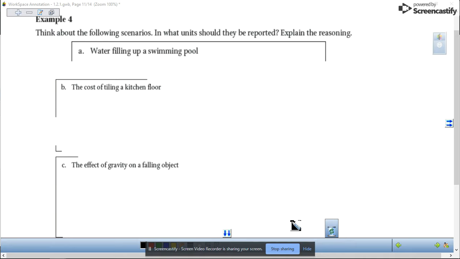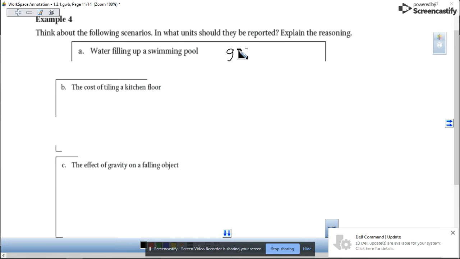Water filling up a swimming pool. Well, first off, how are you going to measure water? Ounces? Yeah, that might work if you're trying to fill up a cup. But if you're trying to fill up a whole swimming pool, you probably are going to want to work with gallons. Okay?